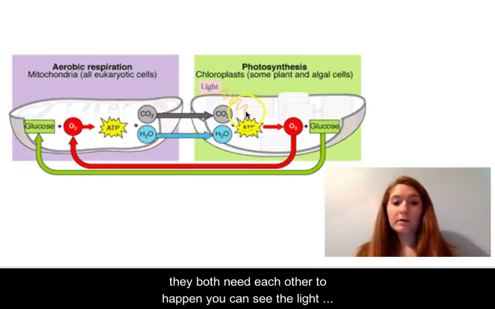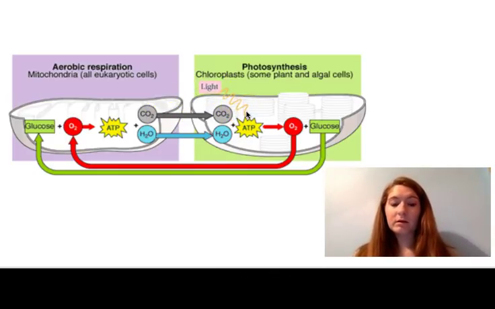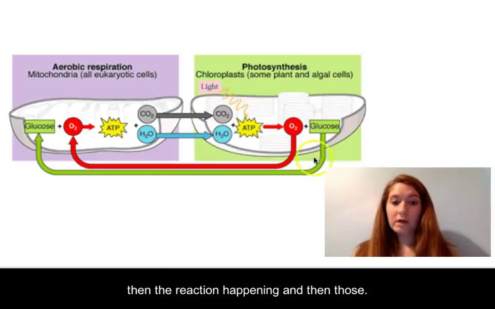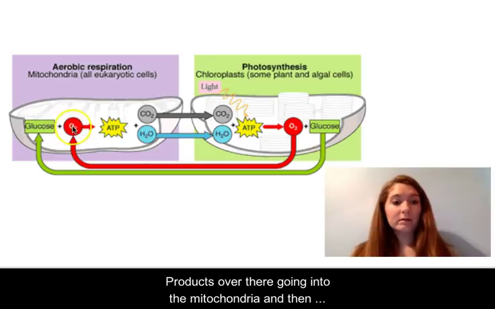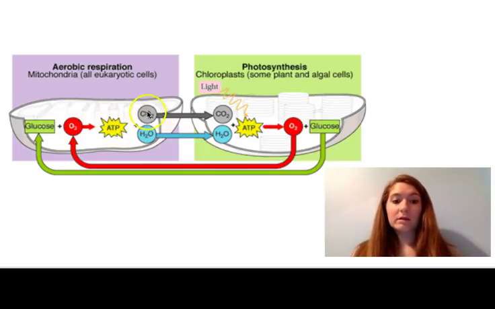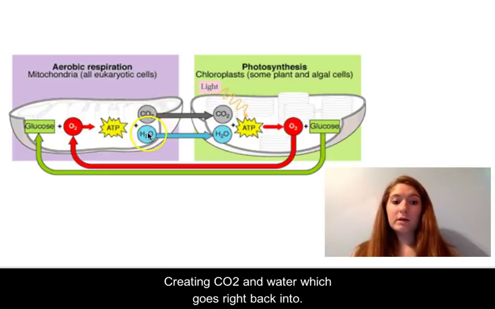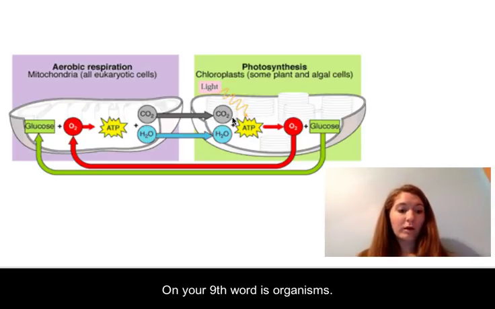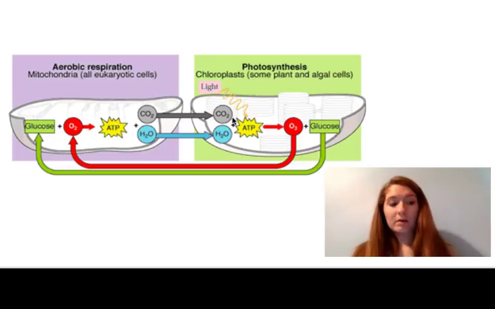You can see the light going in here to the plant, and that's in the chloroplast. You can see it hitting those thylakoids, and then the reaction happening, and then those products over there going into the mitochondria, and then creating your ATP, and creating CO2 and water, which goes right back into the chloroplast. Your 9th keyword is organisms. So I think it was 4 organisms.